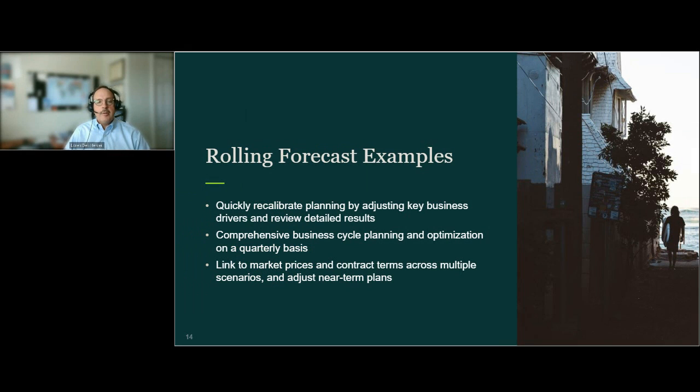Here are some quick examples of what we mean by rolling forecast. One is to recalibrate planning for key business drivers, meaning in a very timely way, staying in front of those drivers and how they work with the business, and setting near-term and longer-term goals for them. The bottom bullet point is a very focused one: if you have a link to market prices and contract terms, you can adjust your terms in a near real-time fashion and have your team on the same page.